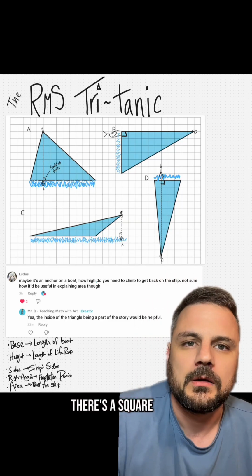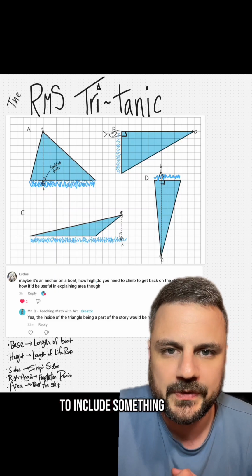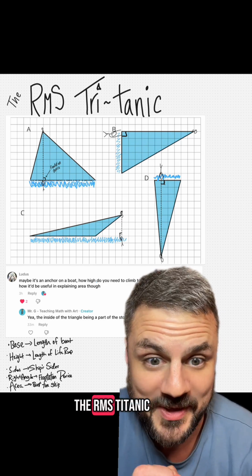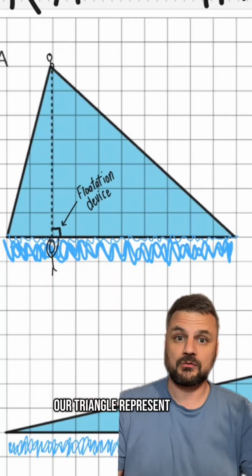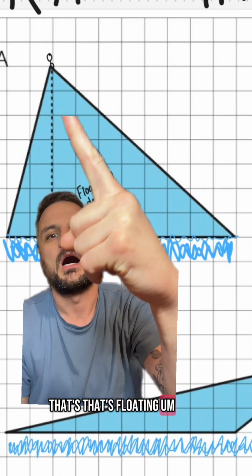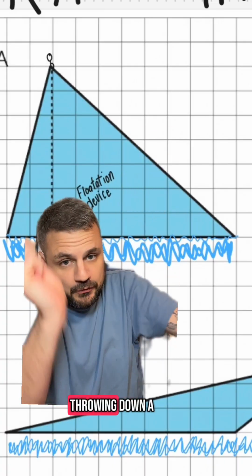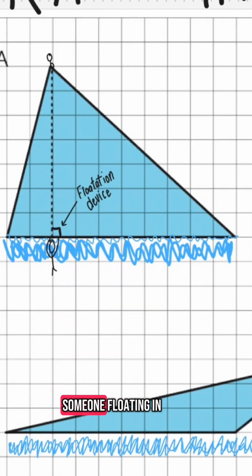There's a square where the base and the height meet, and so I wanted a story to include something about that. So this story, the RMS Titanic, does just that. Our triangle represents the Titanic at the very top, or any ship that's floating currently. The very top is someone throwing down a flotation device to someone floating in the water.